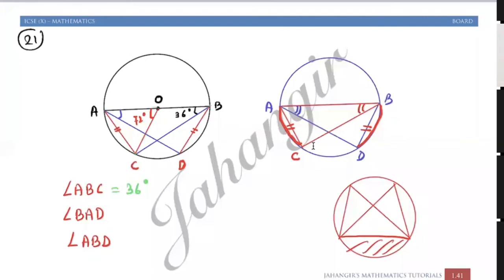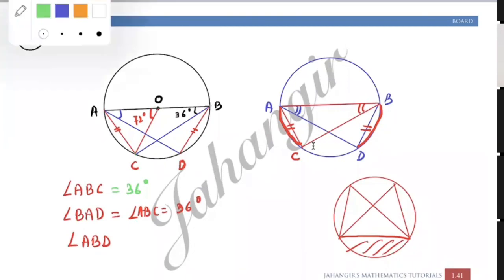So here we can say angle BAD is equal to angle ABC. Both are 36 degrees. Is this part clear? Is this clear? Can I go ahead? Then I want angle ABD.